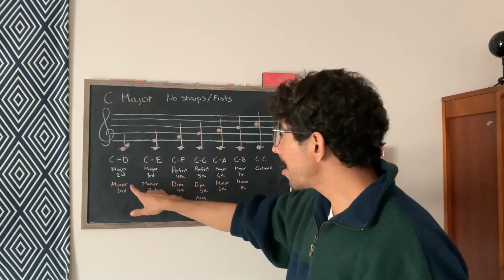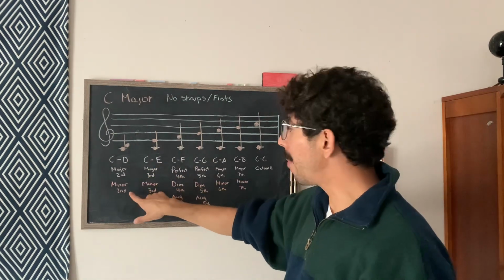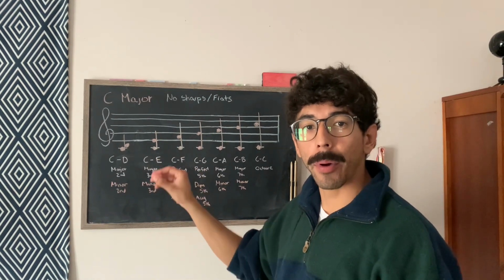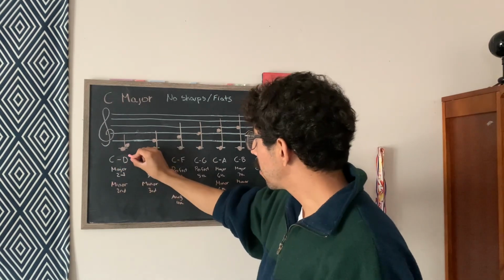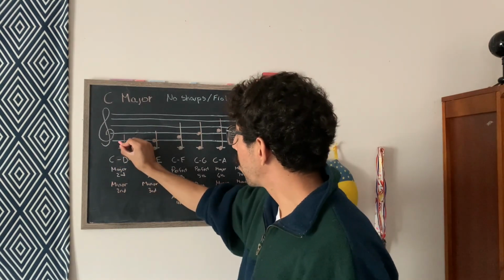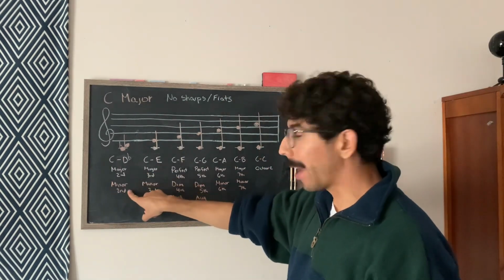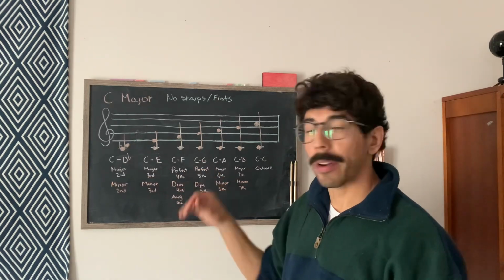Well, it's very simple. If we want to go from a major second to a minor second, all we have to do is go down half a step on the top note. So in this case, we'd be going from C to D flat. So this D right here would become flat. So that's how we make a minor second from a major second, by going down half a step.